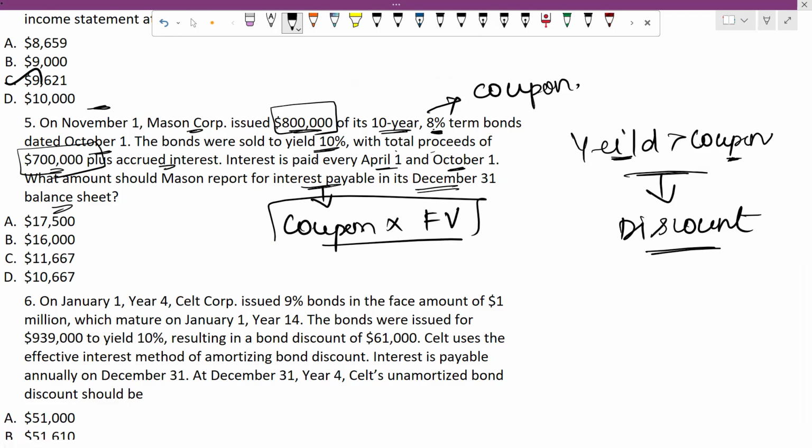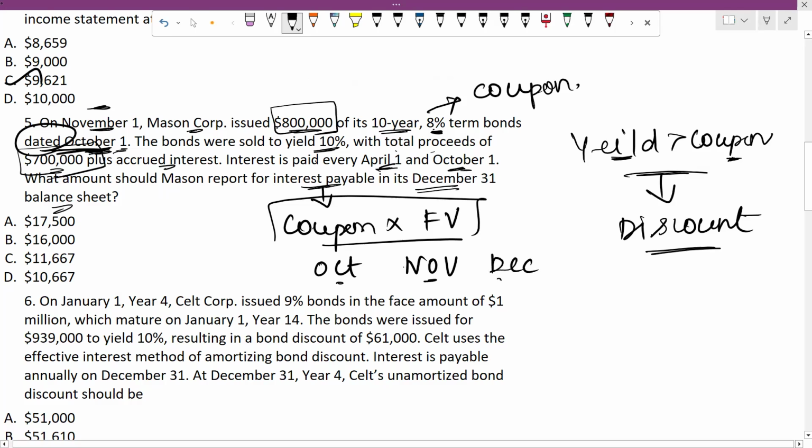But the interest is not paid on an annual basis. Interest is paid every 6 months, that is April 1 and October 1. Now, on which date were the bonds issued? The bonds were issued on 1st of November. But the bonds are dated on October 1. So what is important is, even though the bonds were issued on November 1, we still have to calculate interest from October 1 because the term bonds are dated from October 1. So interest should be calculated from the dated day. October 1 onwards, we have to calculate the interest even though the bonds are issued on 1st November. So how many months interest is accrued? October, November, and December. So 3 months interest is accrued.